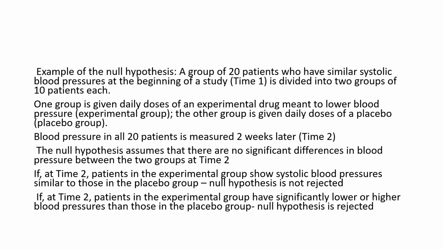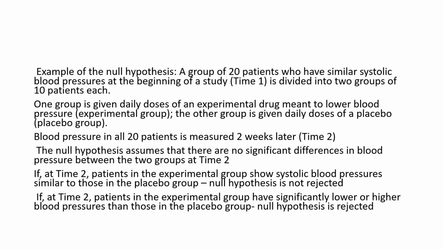For example, a group of 20 patients who have similar systolic blood pressure at the beginning of the study is divided into two groups of 10 patients each. One group is given a daily dose of an experimental drug meant to lower blood pressure, and the other group is given a daily dose of placebo. Blood pressure in all 20 patients is measured 2 weeks later.